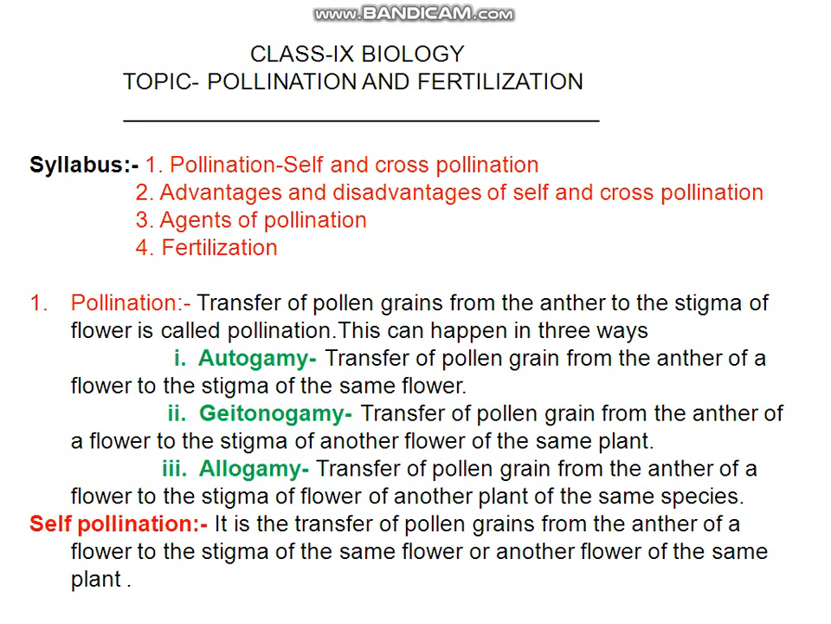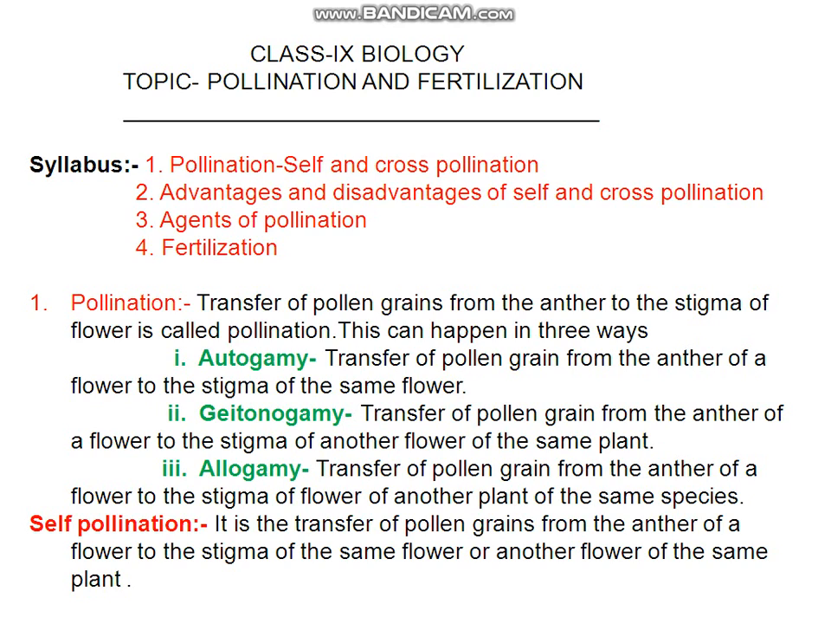Now allogamy, it is actually cross-pollination, in which pollen grains are transferred from the anther of a flower to the stigma of a flower of another plant of the same species. Once again I am repeating, you just go through the definition given here. Transfer of pollen grain from the anther of a flower to the stigma of a flower of another plant of the same species is called allogamy, and it is actually the definition of cross-pollination.